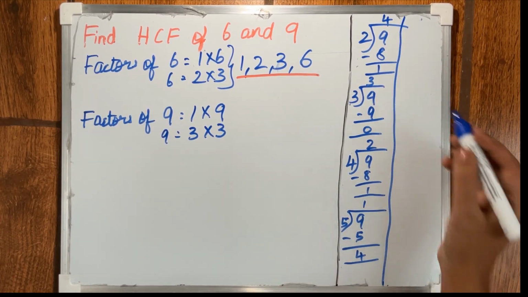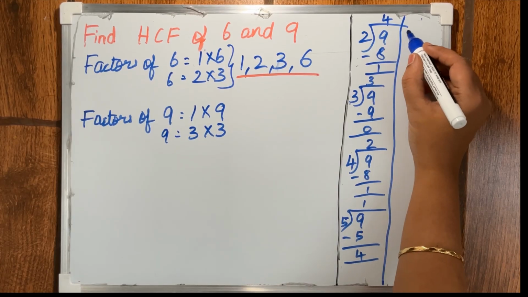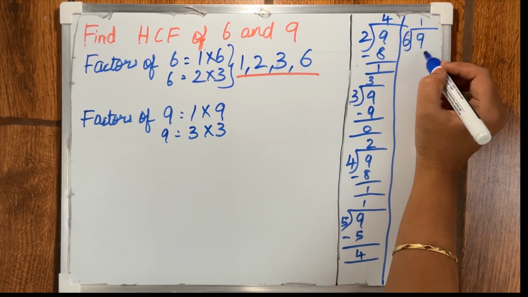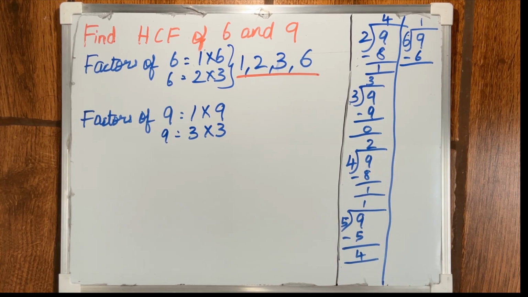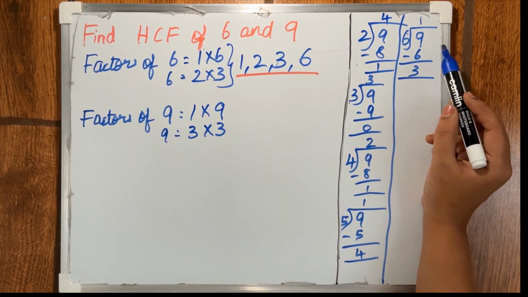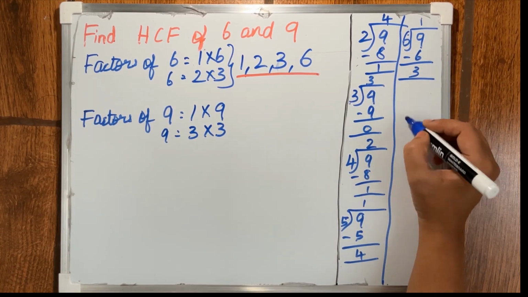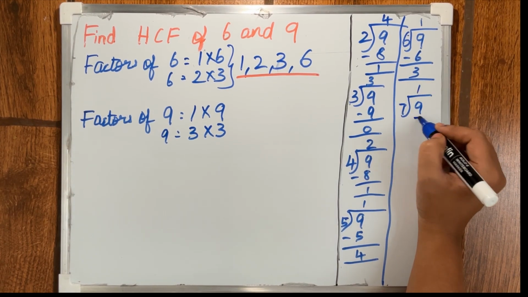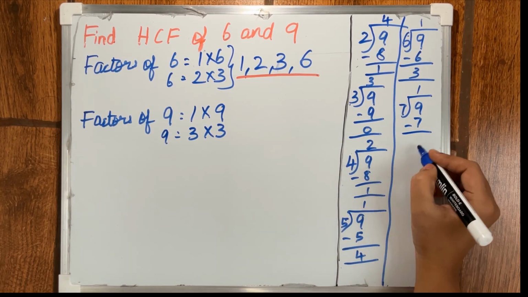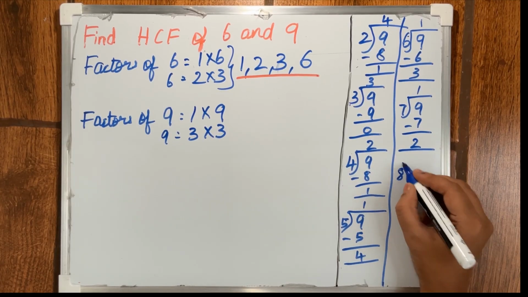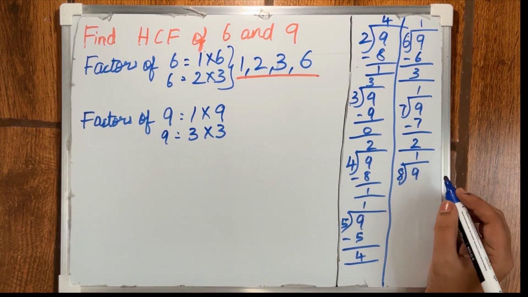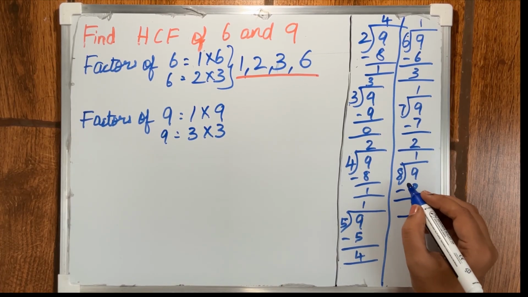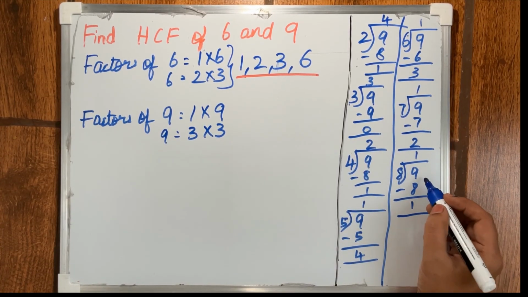Next, after 5, we get 6. 6 1s are 6, 6 2s are 12. So 6 1s are 6, and we get 3 as the remainder. So we cannot take 6 as a factor of 9. Next is 7. 7 1s are 7, so we get 2 as the remainder. No. Next, 8. 8 1s are 8, 8 2s are 16. So 8 1s are 8, we get 1 as the remainder, and this cannot be a factor of 9.